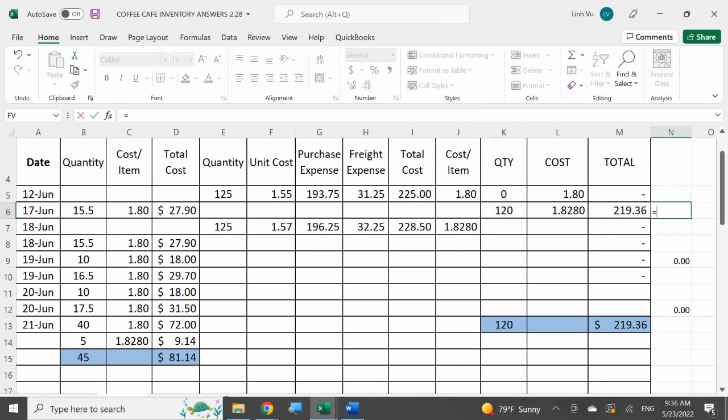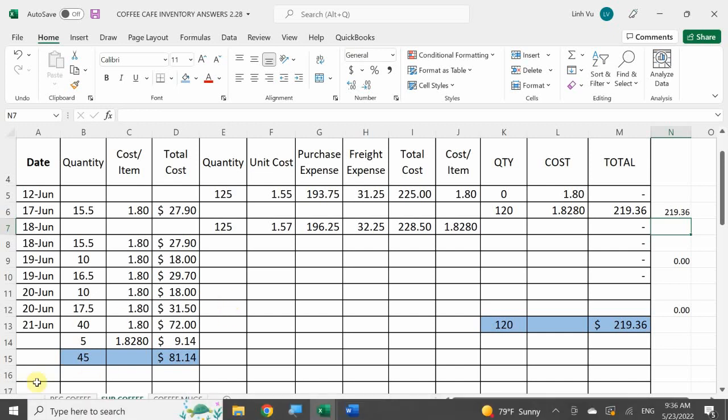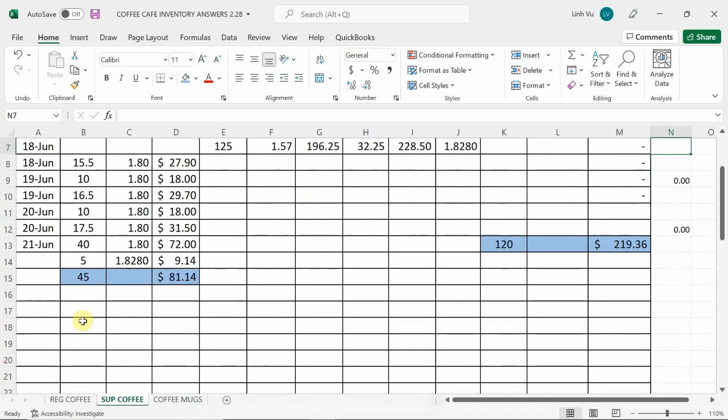So I have 228.50 minus $9.14, so I should get 219.36, which is exactly what I have here, right? I have 120 pounds left at 219.36. So then now I can go ahead and update my journal, okay?